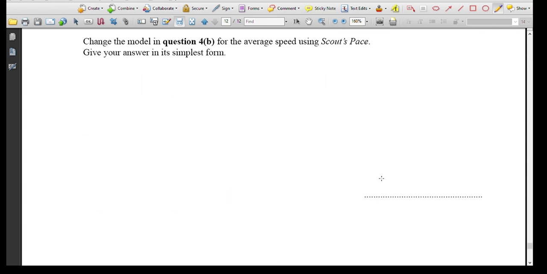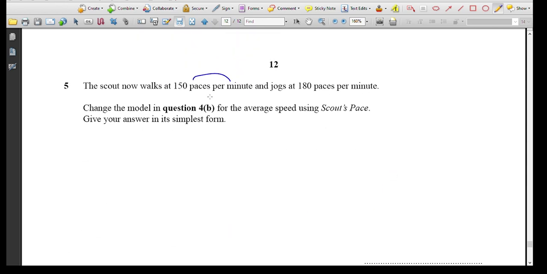So for question 5, it's 150 paces. We know that for 30 paces, how much time now? For 150 paces, for 30 paces, it is going to be 1 by 5 of a minute. And for the jog, for 30 paces, it's going to be 180, which is nothing but 1 by 6 of a minute. Let's start working on it.